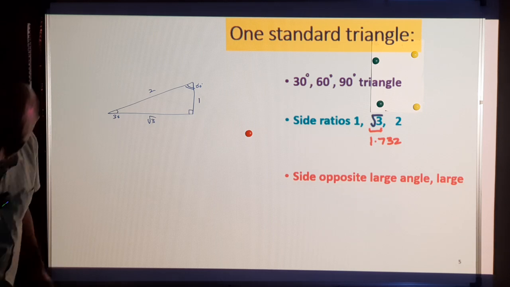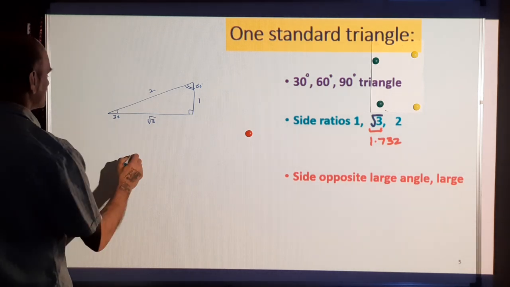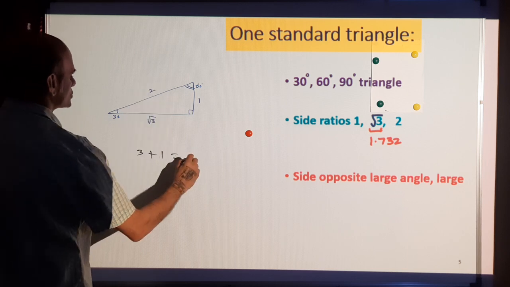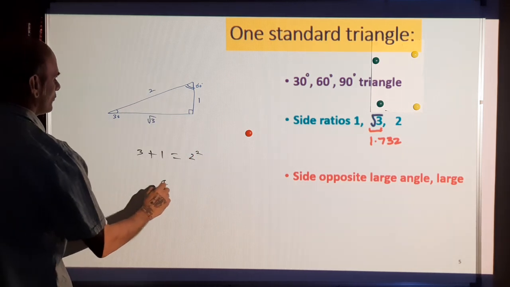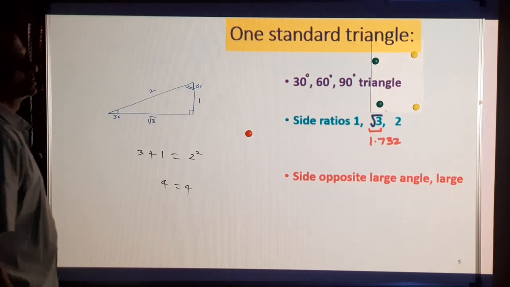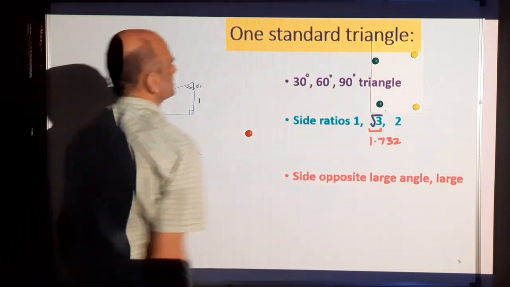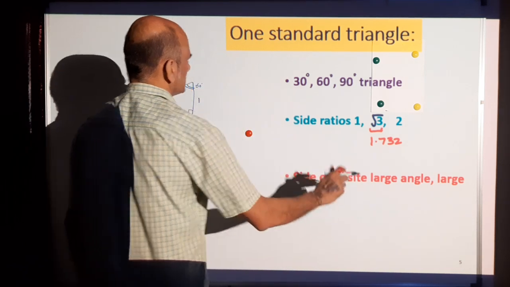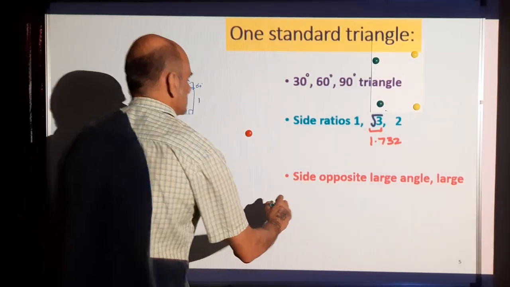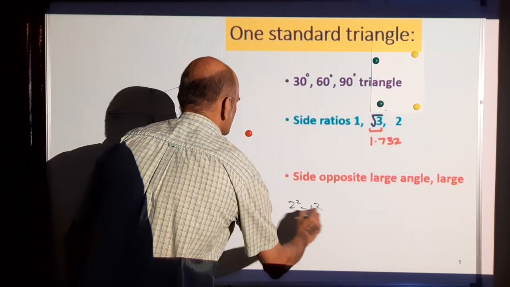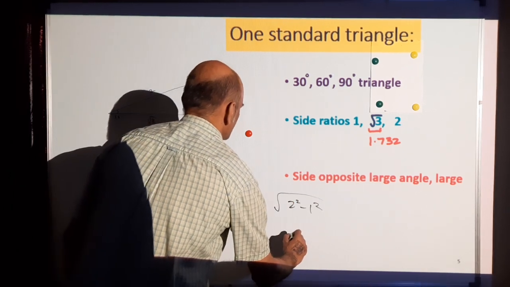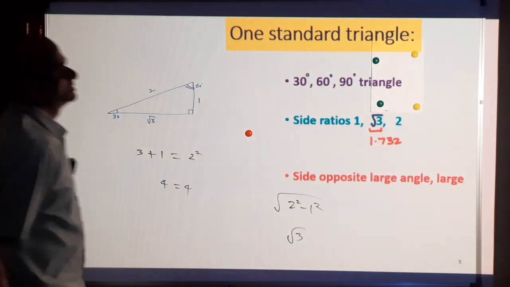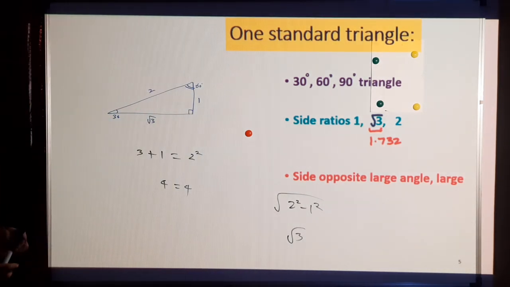Pythagoras theorem we can check. Root 3 square is 3 plus 1 square is 1, that should be equal to 2 square. 4 equals 4. So even if you remember these two, I can get this by the Pythagoras theorem, because this side is this square minus this square and then take the square root. 2 square minus 1 square, that will be root 3.